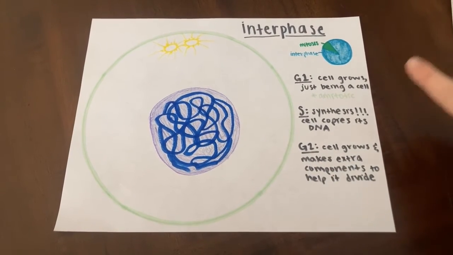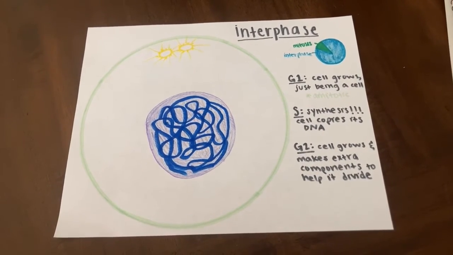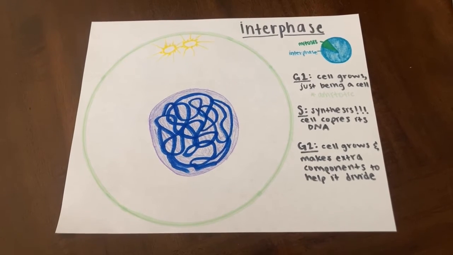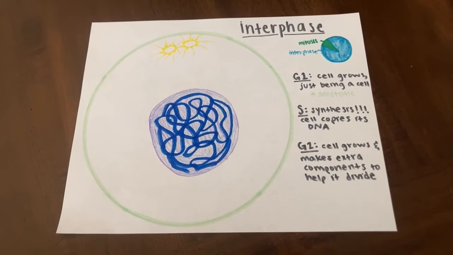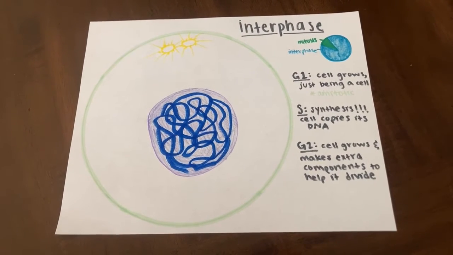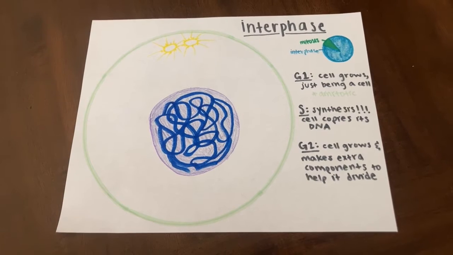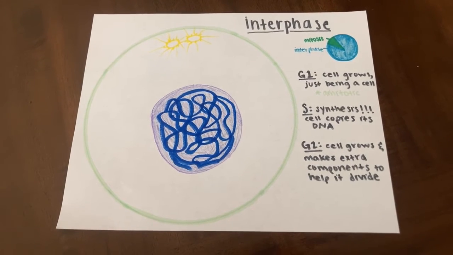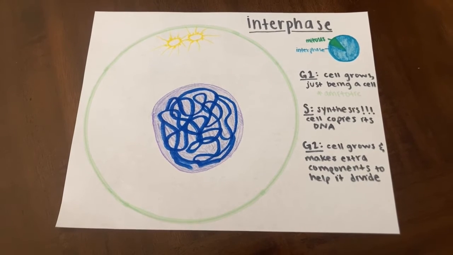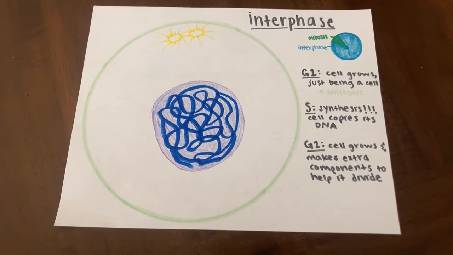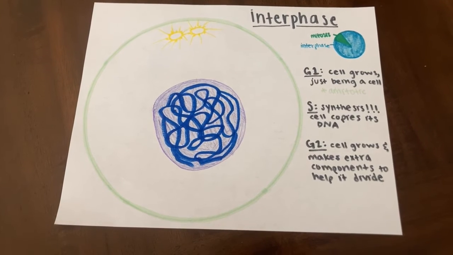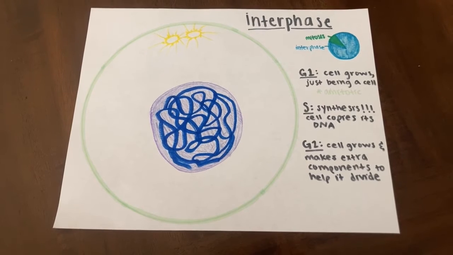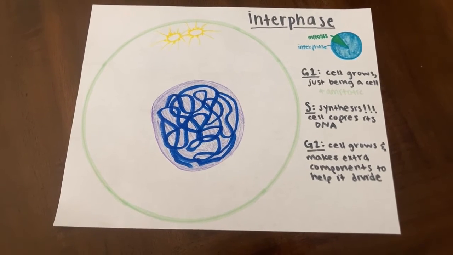There's 3 stages. The first one is G1, which stands for growth 1, and the cell's just growing and being a normal cell. And if a cell is amitotic, that means that it's just in G1 its entire life, and it never divides. An example of this is neurons. And then the second stage is S, which stands for synthesis, and in this stage, the cell copies its DNA and replicates it. And then in G2, growth 2, the cell grows and makes extra components to help it divide, like extra organelles and proteins, etc.